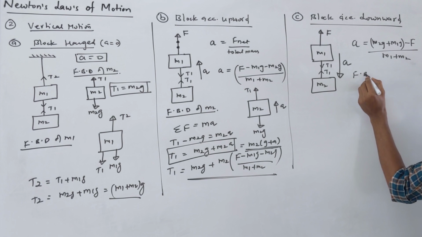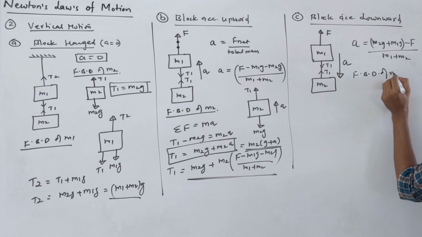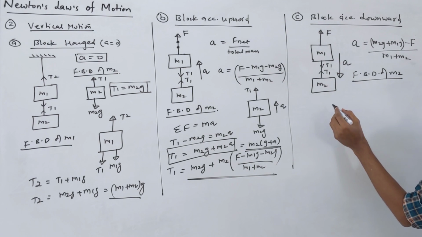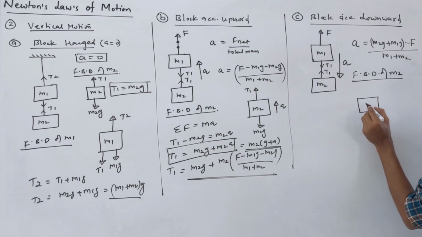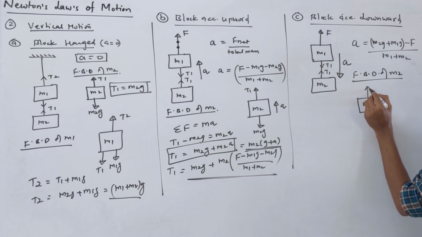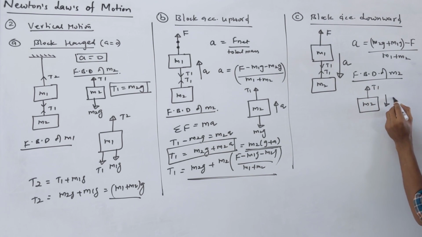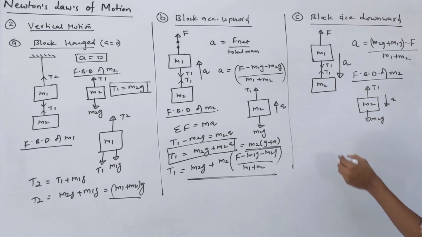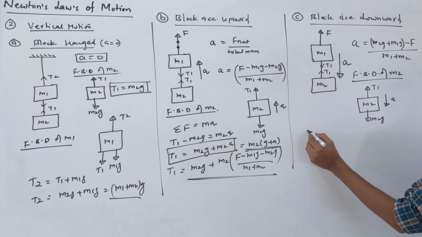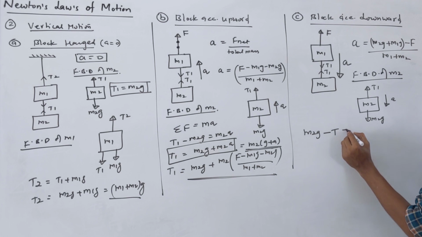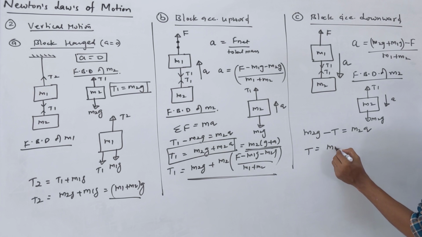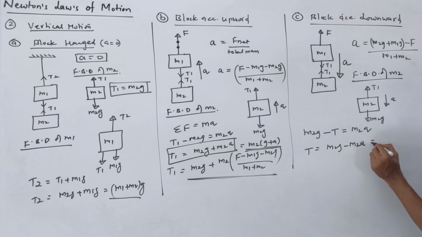This block, FBD of M2, you're writing, okay? Let's write it. So what will you get? This is your M2 block here. And what force is acting? Tension T1 upward, acceleration A is downward, then M2G downward. Since this force is big, I'm writing M2G minus T equal to M2 into A. So tension becomes M2G minus M2 into A. M2 you take common, G minus A.